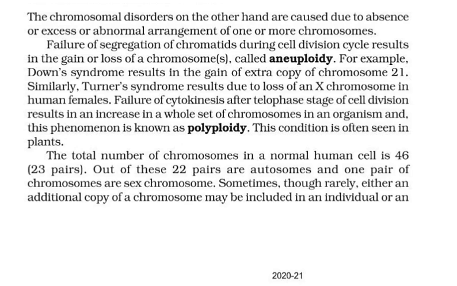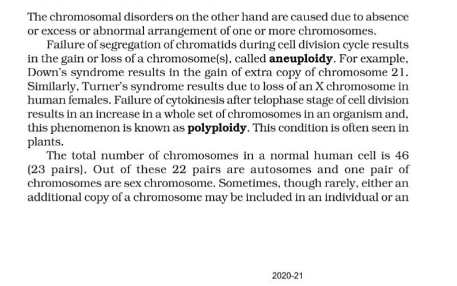Okay. Next is chromosomal disorders. The chromosomal disorders, on the other hand, are caused due to absence or excess or abnormal arrangement of one or more chromosomes, or failure of segregation of chromatids during cell division. Failure of segregation of chromatids during the cell division cycle results in the gain or loss of a chromosome, called aneuploidy.